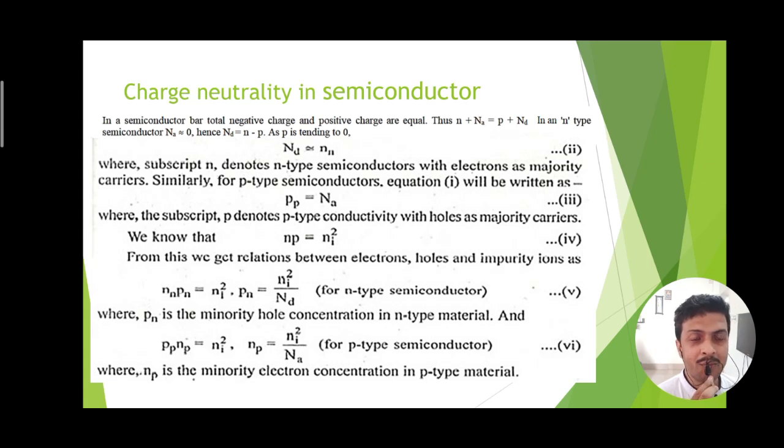So if it is an N-type semiconductor, the product of Nn and Pn should be equal to ni square, where Pn, the minority carrier concentration in N-type semiconductor, is given by the ratio of the square of the intrinsic carrier concentration and the donor concentration. Similarly, for the P-type semiconductor, we can write N suffix P, the minority electron concentration, as the ratio of the square of the intrinsic carrier concentration and the acceptor concentration. In this way, we get a very important relation for the minority carrier concentration in an extrinsic semiconductor under thermal equilibrium.